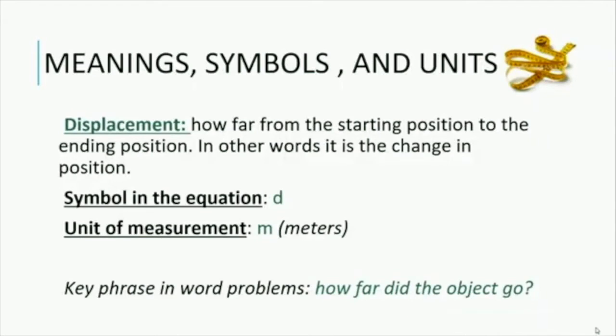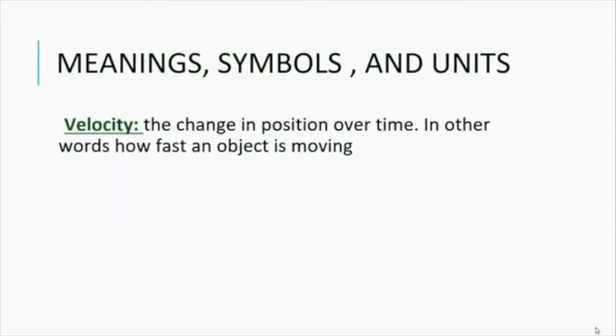Now let's take a look at velocity. Velocity is going to ask us how fast something is moving. So the definition of velocity is going to be the change in position over time. If we think about what this means, it's actually telling us that every second we're changing our position. So every second we're moving a certain amount of meters. The symbol for velocity is just going to be the letter V. Since velocity is telling us the change in position over time, it's going to have the units of meters over seconds, or meters per second.